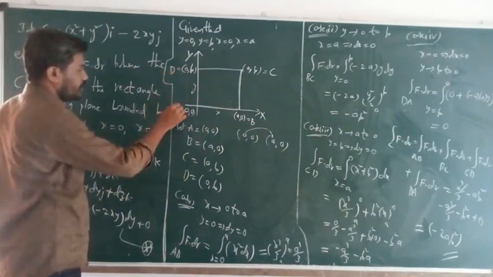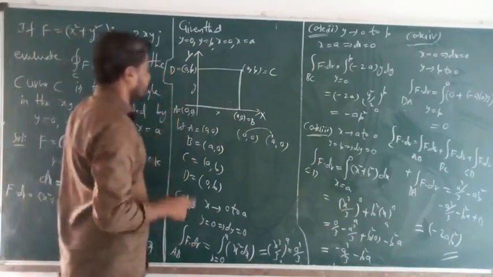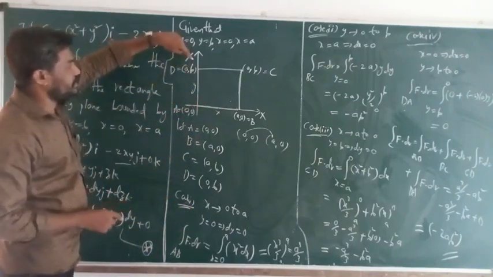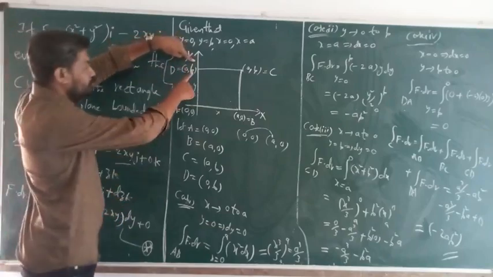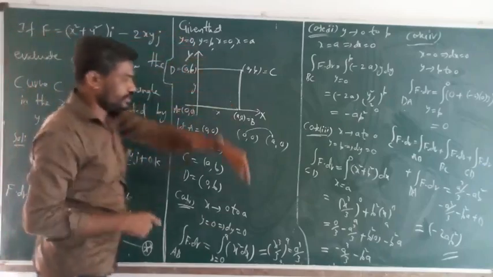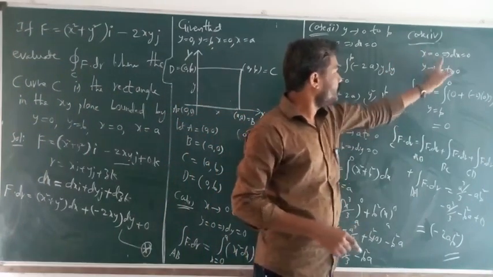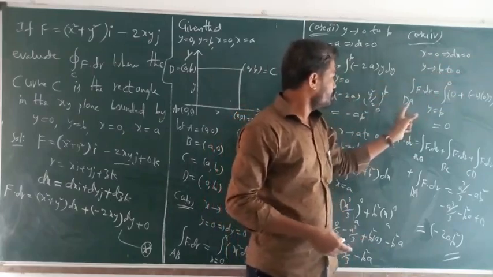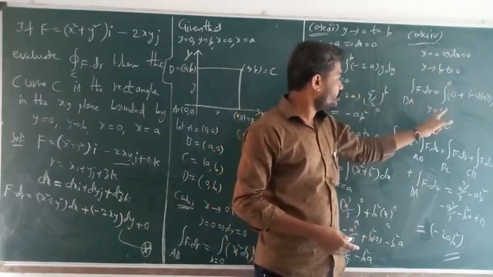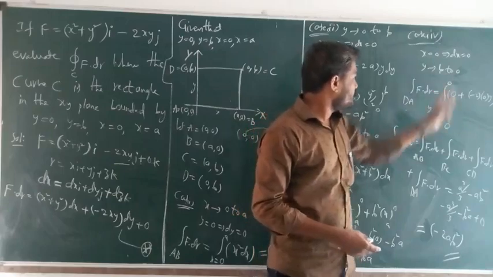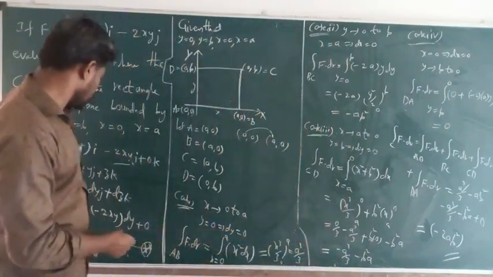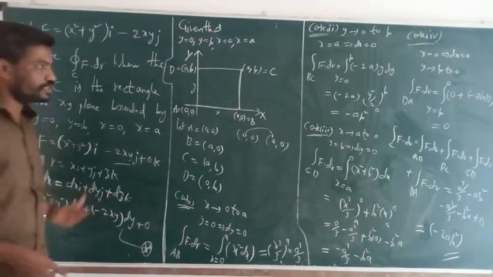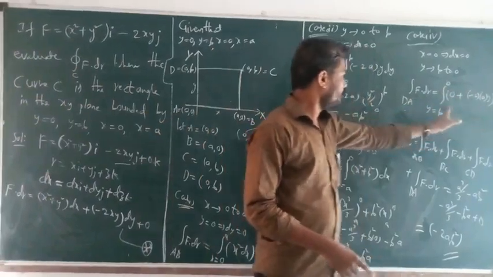Next, case 4. Case 4 is D to A. D to A, so what are the points? This is 0 comma b and this side 0 comma 0. So you can select y limits b to 0. The x value is 0, so in case 4, x equals 0 and dx equals 0. The y limits are b to 0. So integration DA of F dot dr equals y limits b to 0, where the x value is 0 and dx is also 0. The total term is 0, and after integration it is 0.